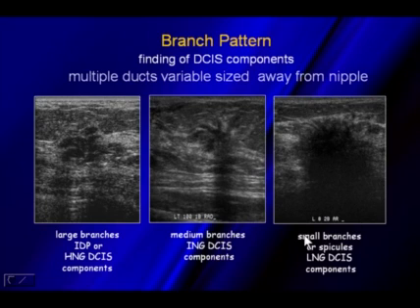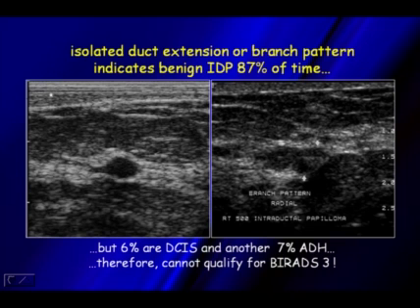Depending upon the nuclear grade of the cancer, if you have high nuclear grade, you may see large juicy branches. Medium branches tend to go along with your intermediate grade, and small branches tend to go along more with your low grade DCIS. Now, if you find an isolated duct extension or branch pattern, this indicates a benign intraductal papilloma about 87% of the time, but 6% of the time are DCIS, and another 7% can be atypical ductal hyperplasia.